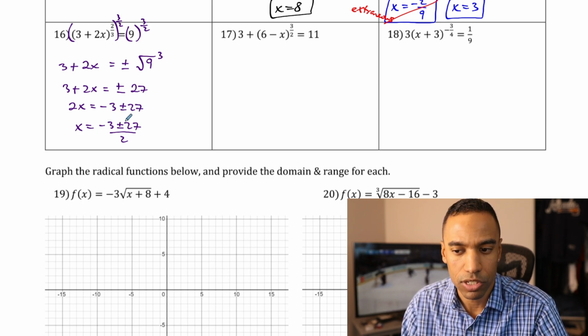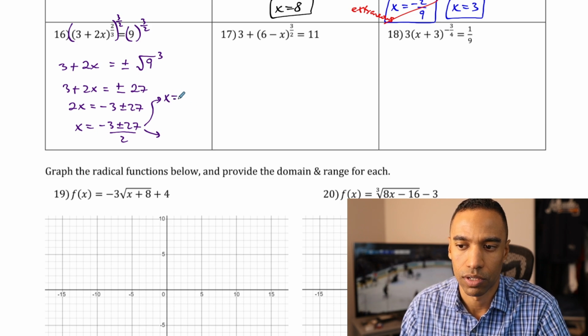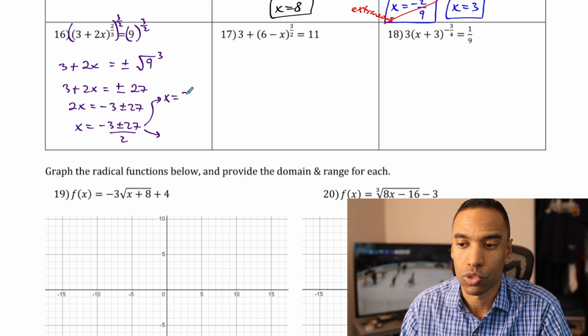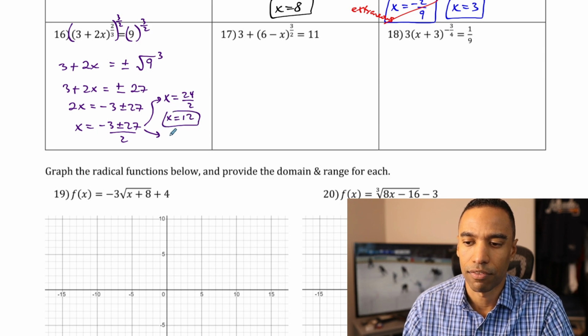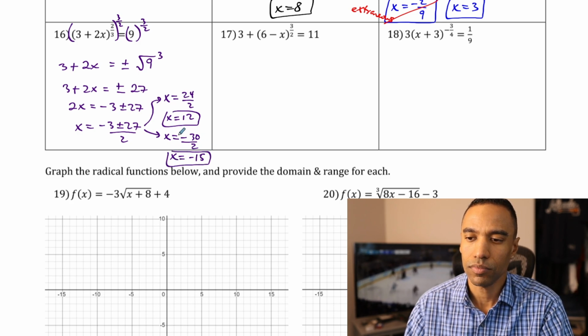What's negative 3 plus 27 over 2? What's negative 3 minus 27 over 2? Negative 3 plus 27 is 24. 24 over 2 is 12. Negative 3 minus 27 is negative 30. Negative 30 over 2 is negative 15. So 12 and negative 15.